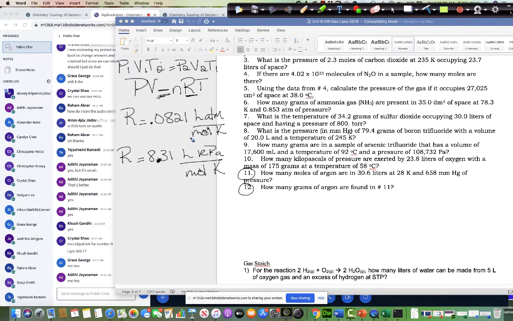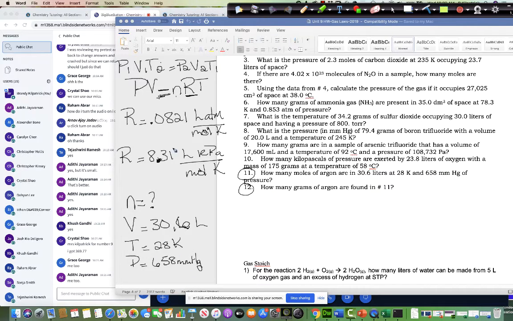So the first thing you're going to do is pull out your variables. We're looking for moles, so that would be n. I have a volume, and that's going to be 30.6 liters. I have a temperature, that's 28 Kelvin, I don't have to convert that. And then I have a pressure that's equal to 658 millimeters of mercury.